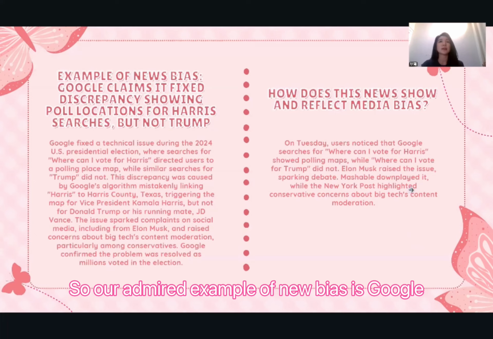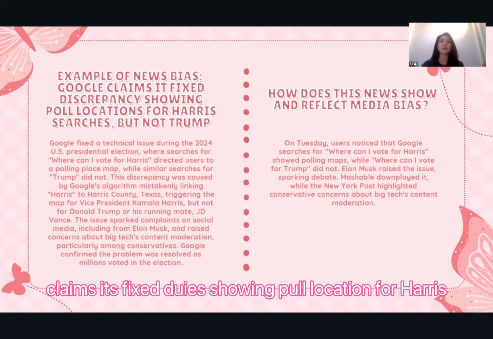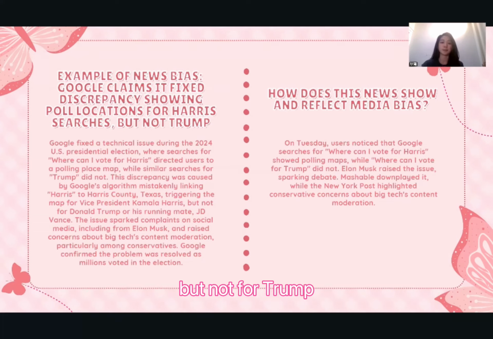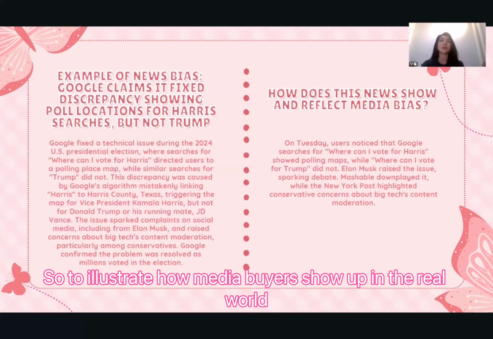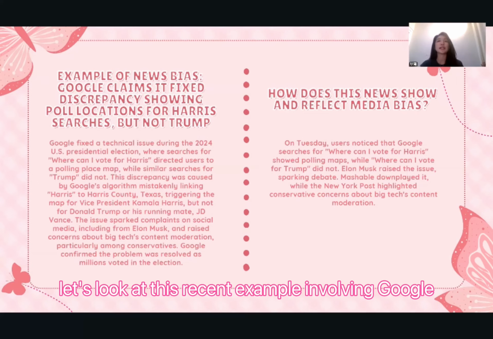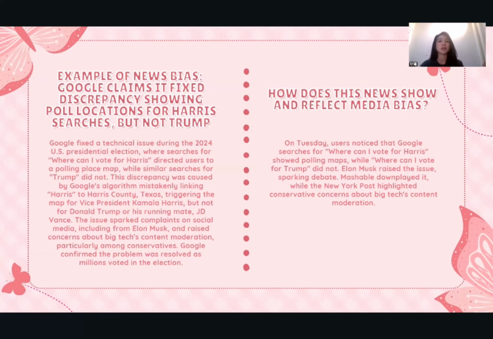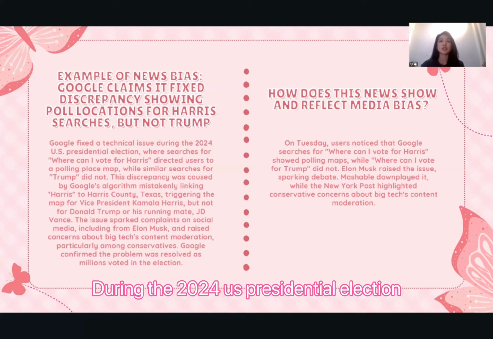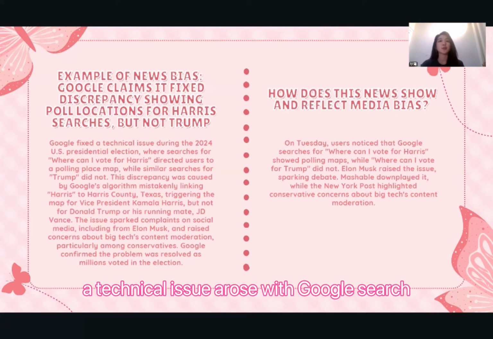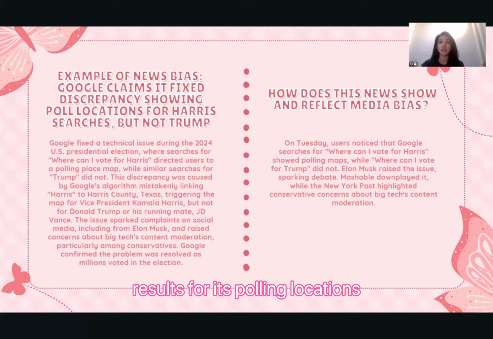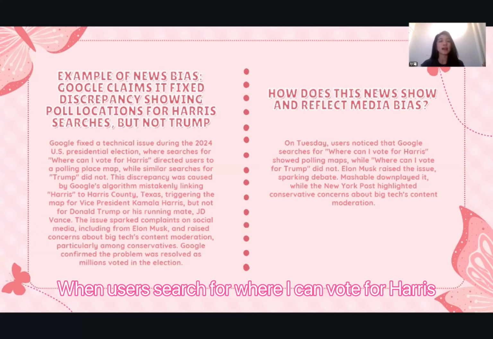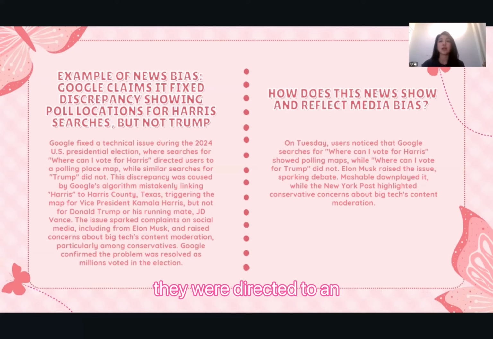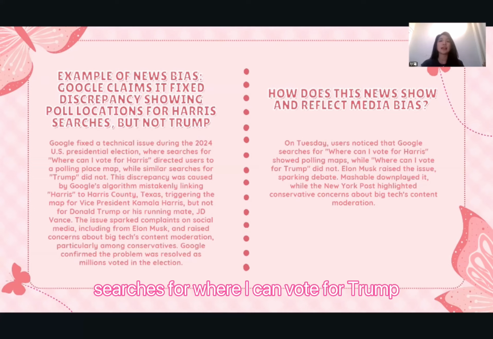So my example of media bias is: Google claims it fixed the issue of showing polling locations for Harris searches but not for Trump. To illustrate how media bias shows up in the real world, let's look at this recent example involving Google. During the 2024 US presidential election, a technical issue arose with Google's search results for polling locations. When users searched for where to vote for Harris, they were directed to an interactive map of polling places. However, searches for where to vote for Trump did not trigger the same map.